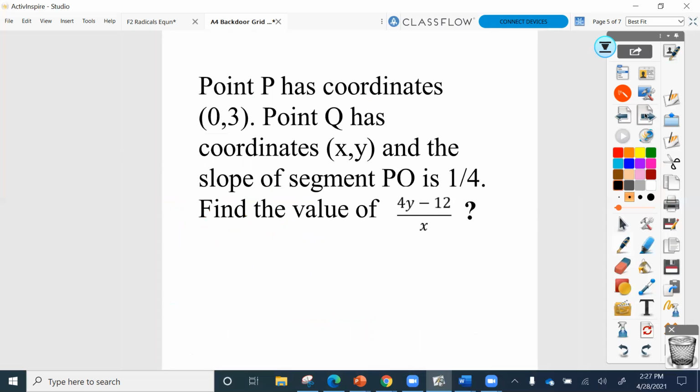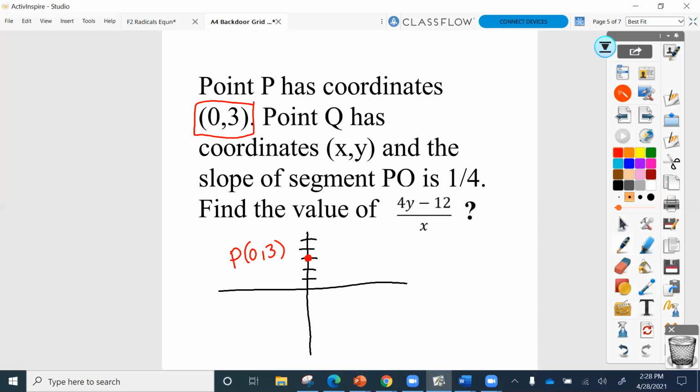All right, here's another question for you. Point P has coordinates at 0, 3. So let's just draw a sketch. So 0, 3 would be right here, 1, 2, 3. All right, and that's point P.